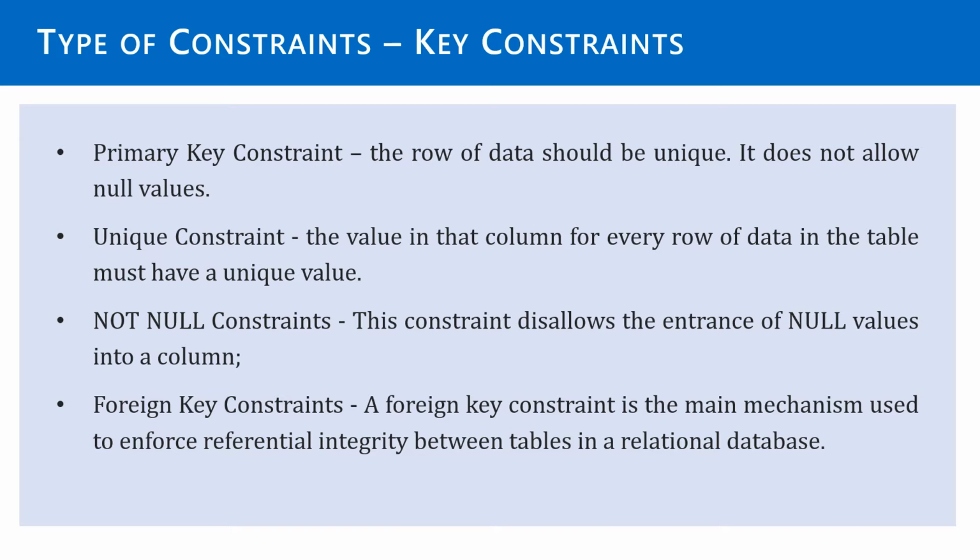The third type is not null constraints. It won't allow null values for that particular attribute. So if a particular attribute is defined as not null, then the domain won't accept null values. And the last type of constraint in the key constraints is the foreign key constraint, which is used for enforcing the referential integrity between the relations in the database.